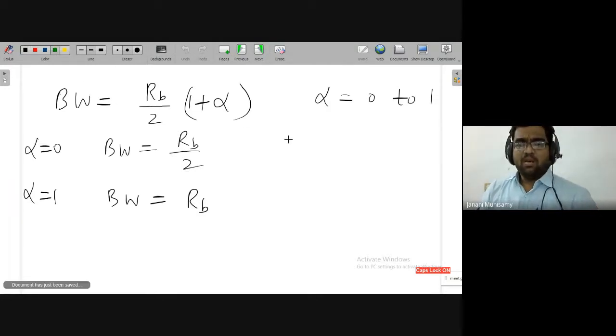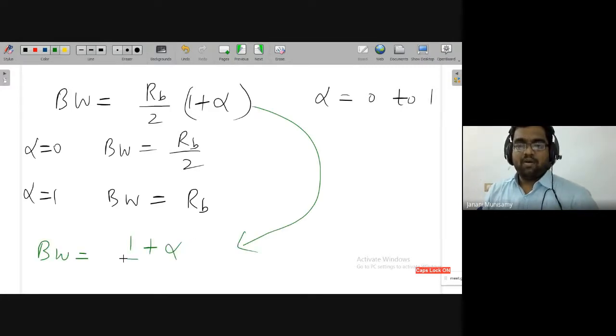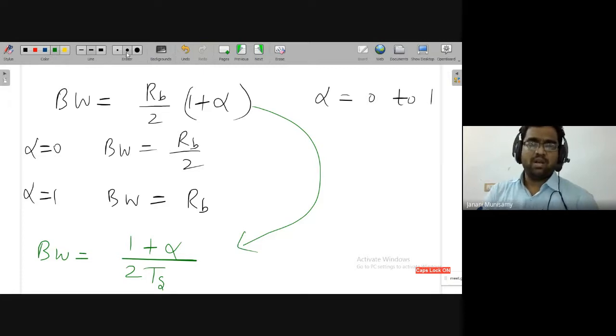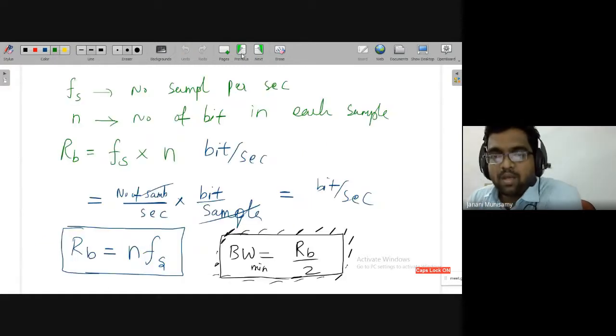Again, there is a modified version of this formula: bandwidth is equal to (1 plus alpha) divided by 2 TB. In general you could write 2 TS, or to avoid confusion you can write either TS or TB, but later on you have to understand the difference between TS and TB, or at least write TB now. (1 plus alpha) divided by 2 TB is the modified version. So now we know RB is n into fs, and bandwidth is related to the bit rate.